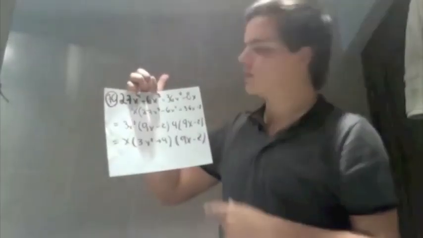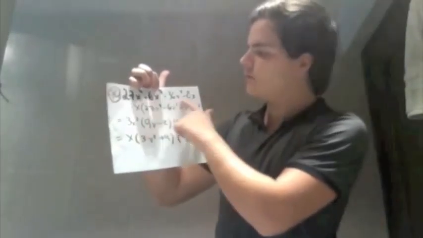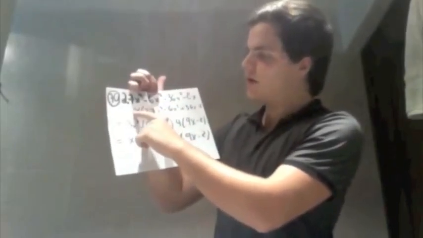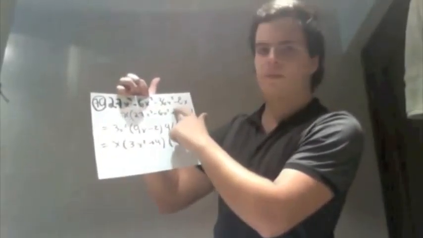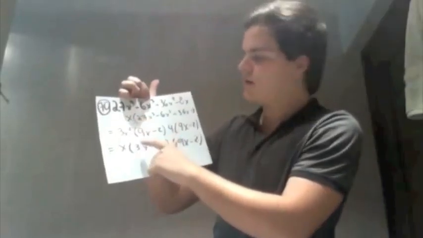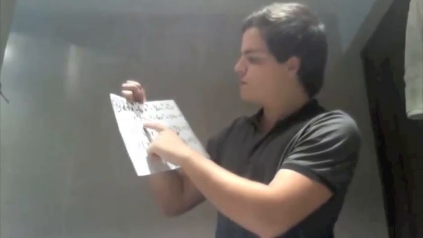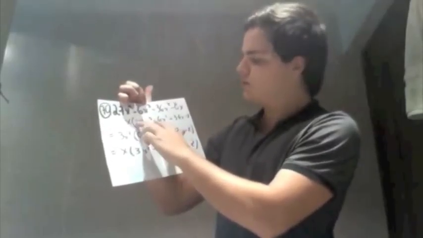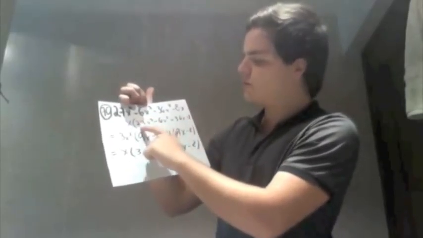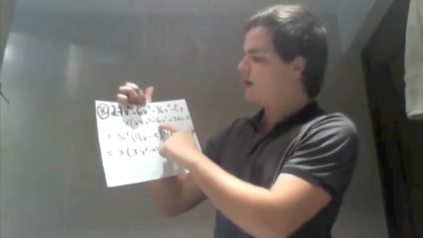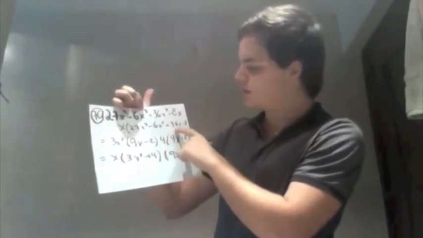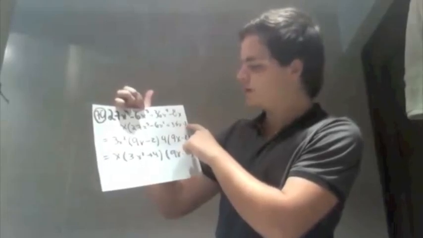In this problem, you have to take out the common factor, which is an x. You take it out and you rewrite the whole problem with the x taken out. After you take out the first common factor, you have to group the terms into two groups. The first one will be 27x cubed minus 6x squared. The second will be 36x minus 8.